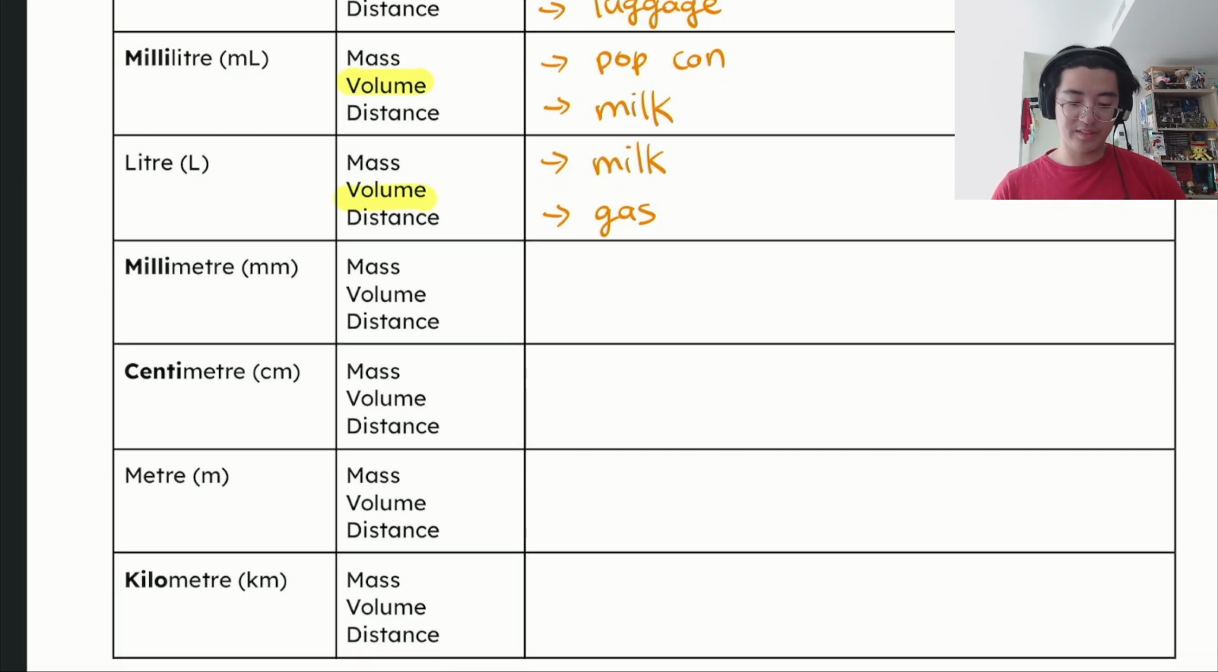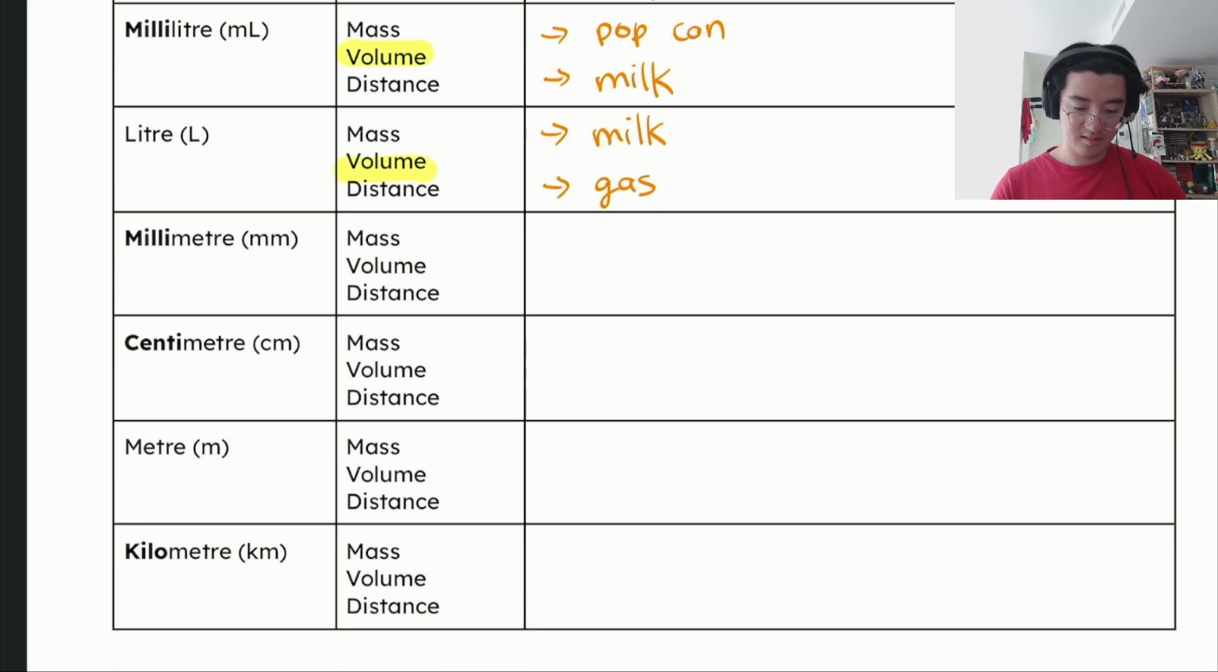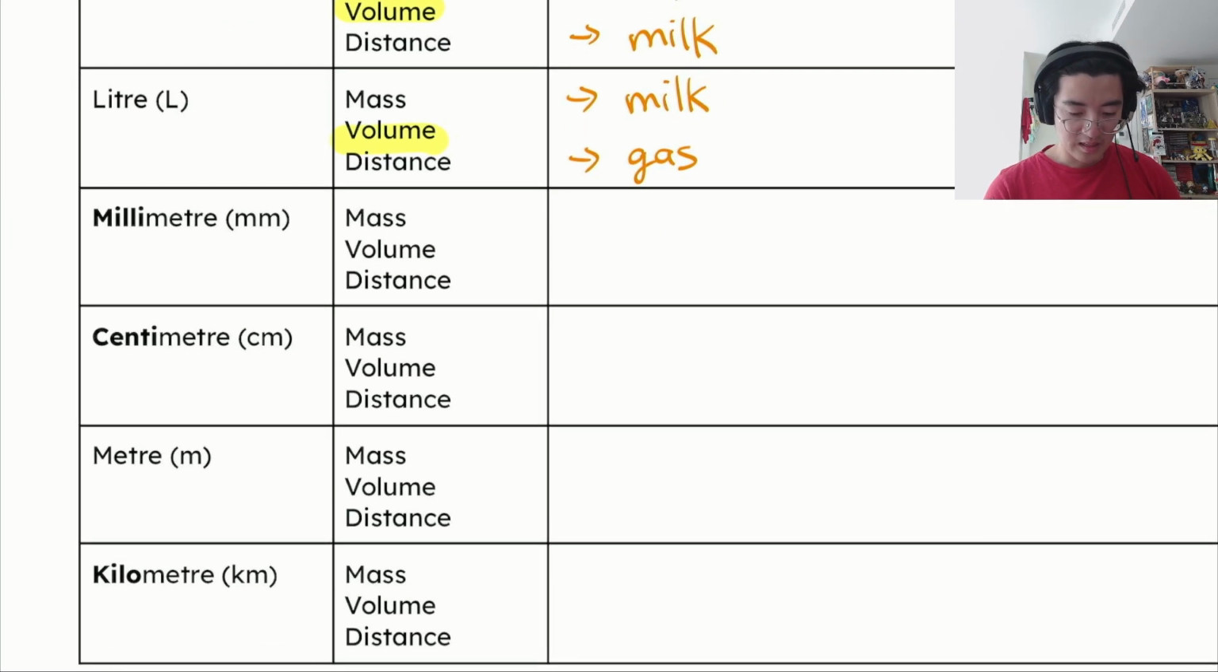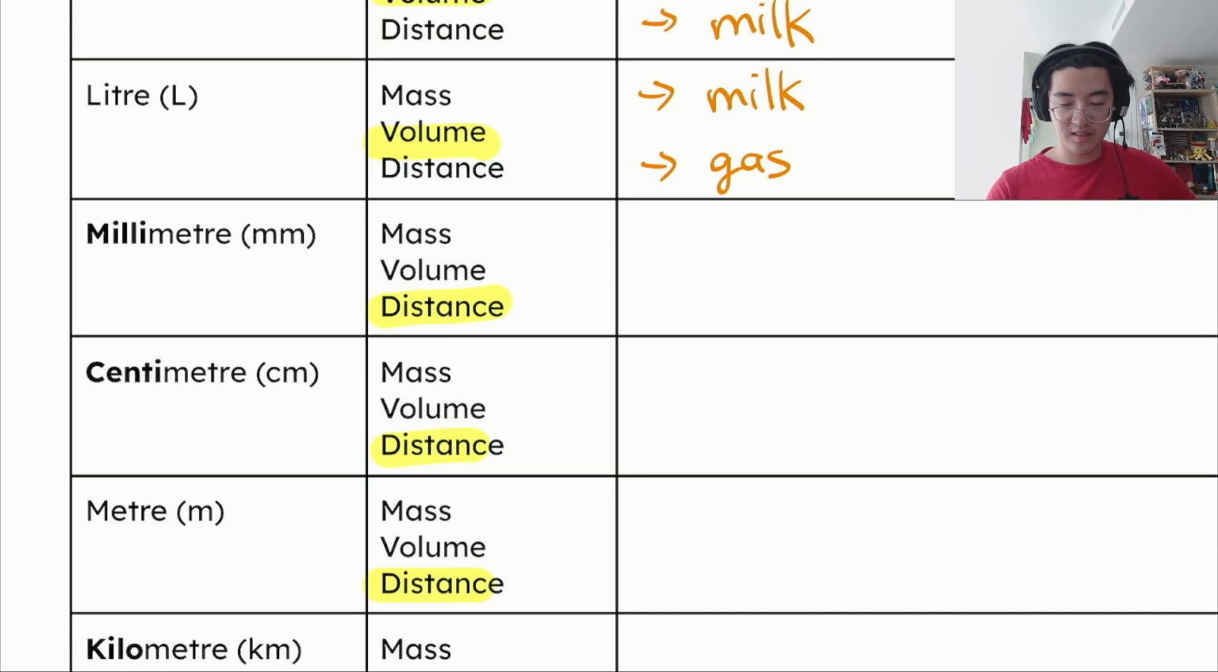Okay, and then we have the meters. Meters, millimeters, centimeters, and kilometers, all distance. Millimeters are super small. Used for things like snow and rain. It's raining like 30 millimeters, 20 millimeters, all that. And for pencil lead, how thick a pencil lead is.